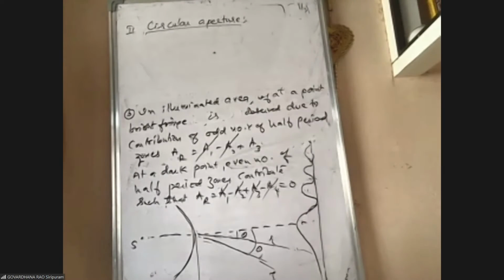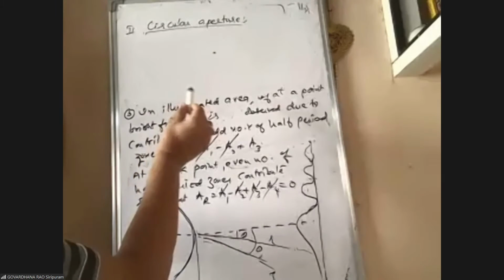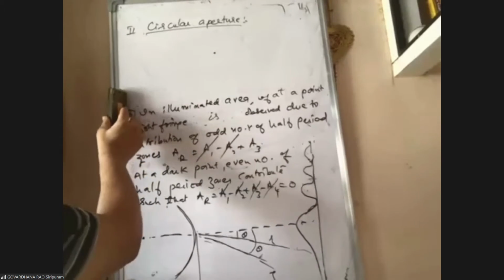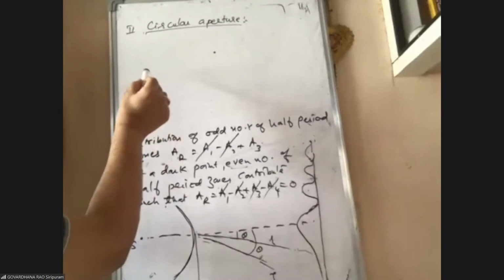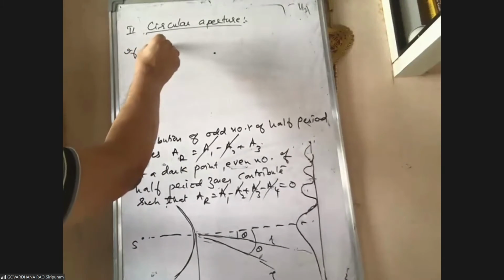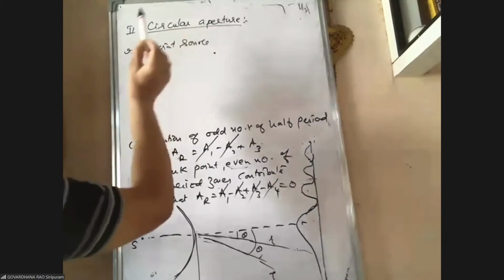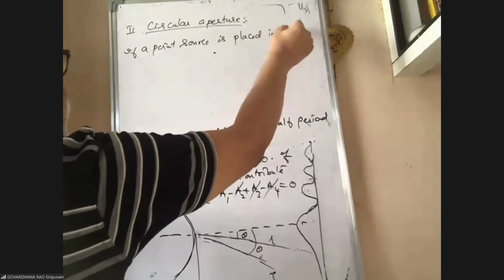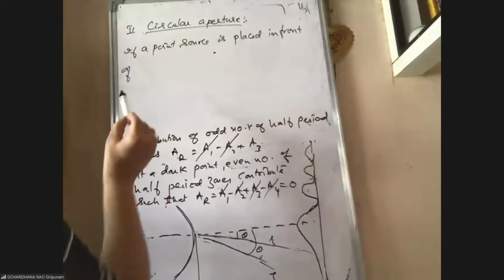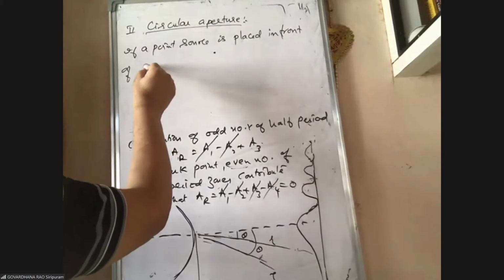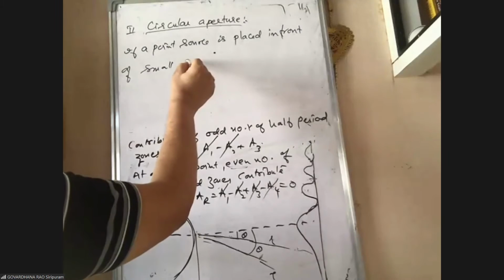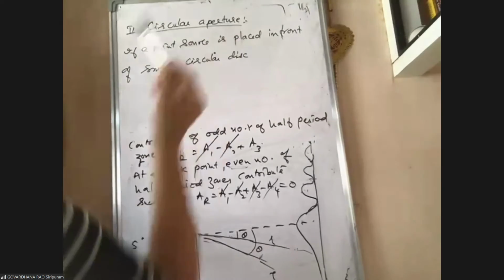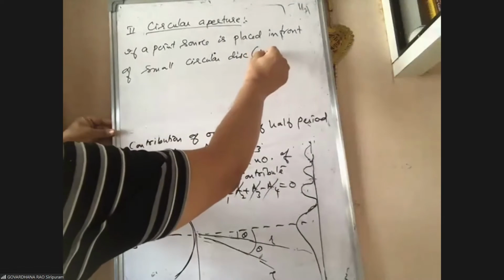See, circular aperture అంటే, now if a point source is placed in front of a small circular disc, directly bead. Do you know bead?